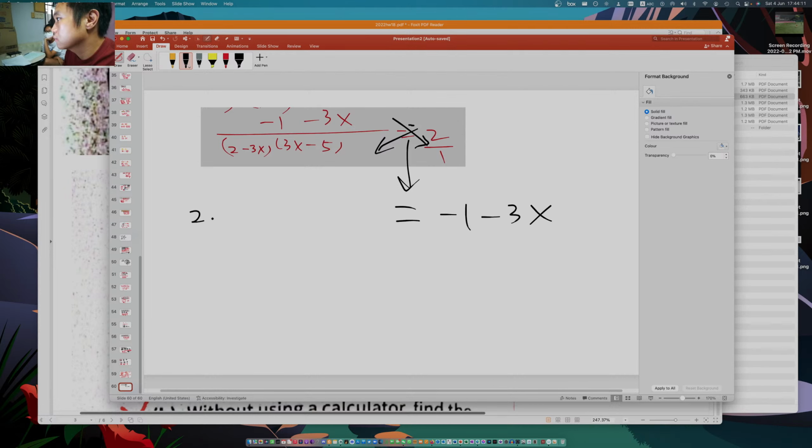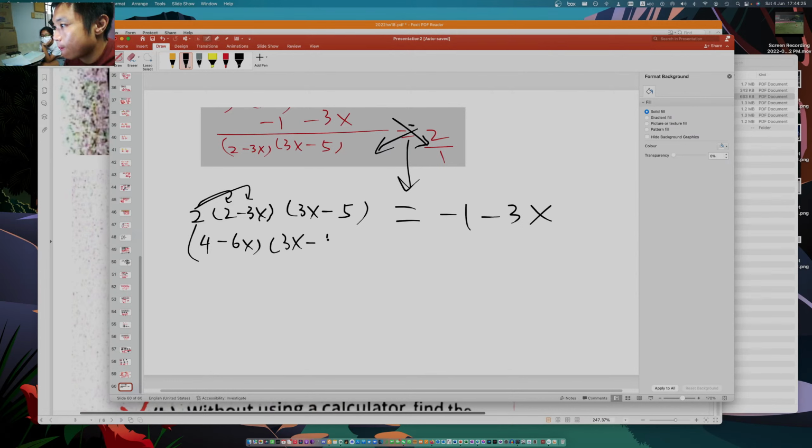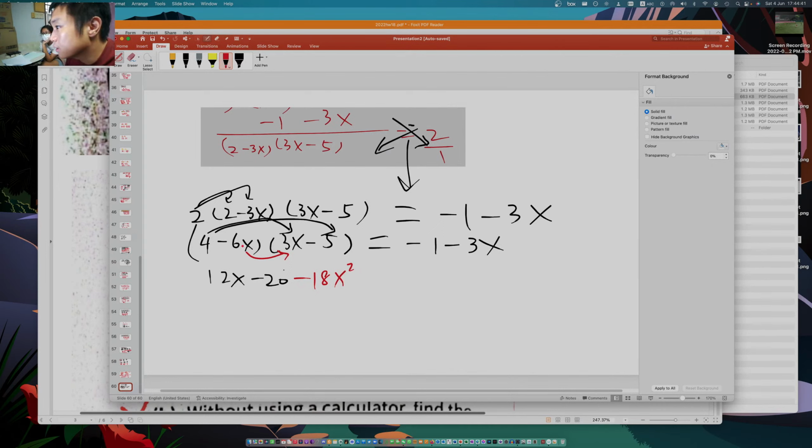Okay, let me just do it step by step. Now you do the first. There is 4, 6, 6. This one cannot combine, so continue. Then now you need to open the bracket. First arrow 12x, second arrow minus 20. Let me use a different color. Minus 18x squared, because x times x, minus minus plus, so x squared. Okay, so far so good.